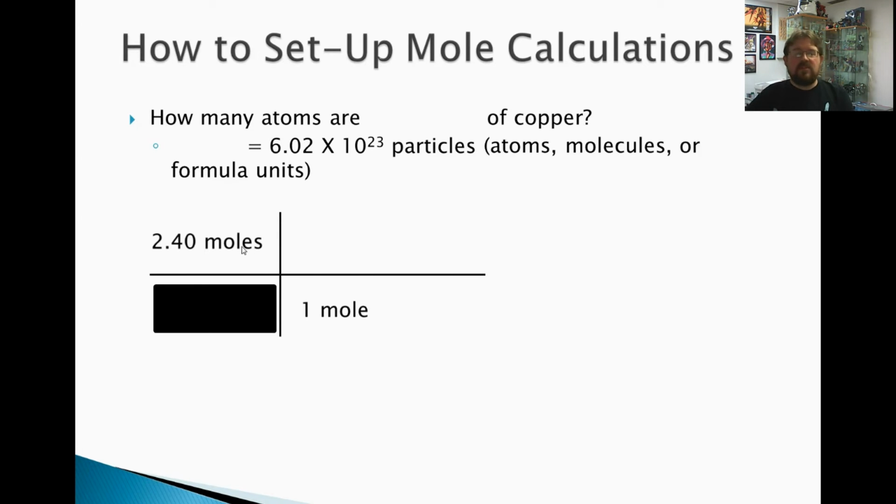Now you could treat this just like a fraction. If you have something on top, it's the same as something on the bottom. You can cross them out. That gets rid of our moles. Our numbers are still there, but our units are gone. Now we've got a space up here.